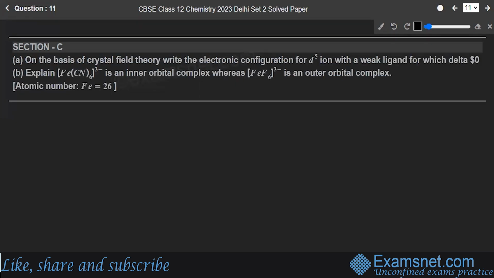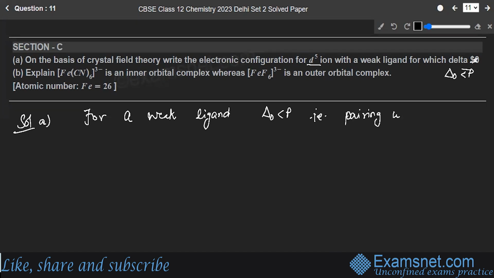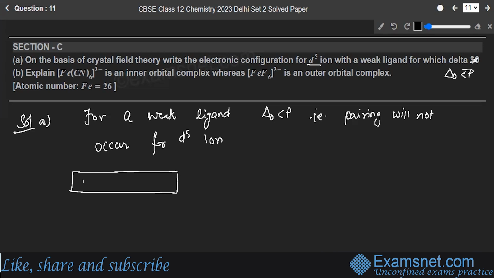11. On the basis of the crystal field theory, write the electronic configuration of d5 ion with a weak ligand for which delta is less than P. Let's start with the solution for A. For a weak ligand, delta naught is less than P, that is pairing will not occur for d5 ion. This is something like this. Single.